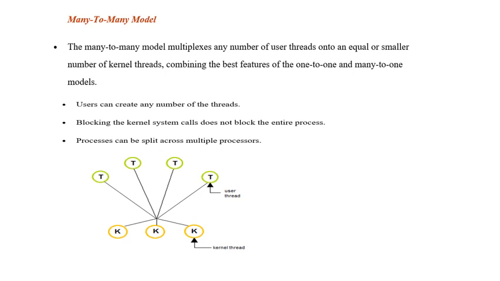Coming to the advantages, the user can create any number of threads, and if you block any of the kernel threads or user threads, the remaining threads will not be affected. And a process can be split across multiple processors. Means different processes can be split across the multiple processors.